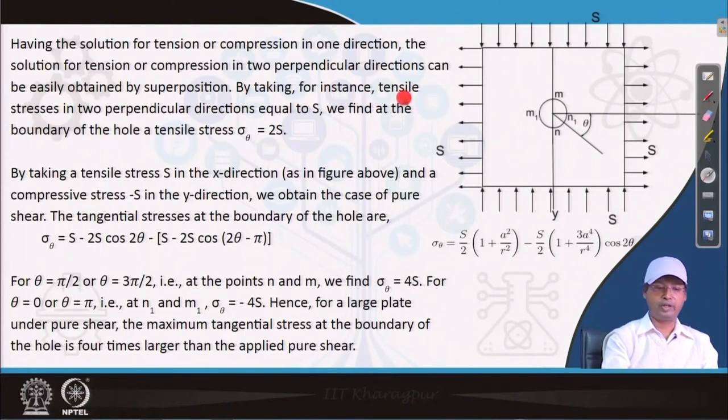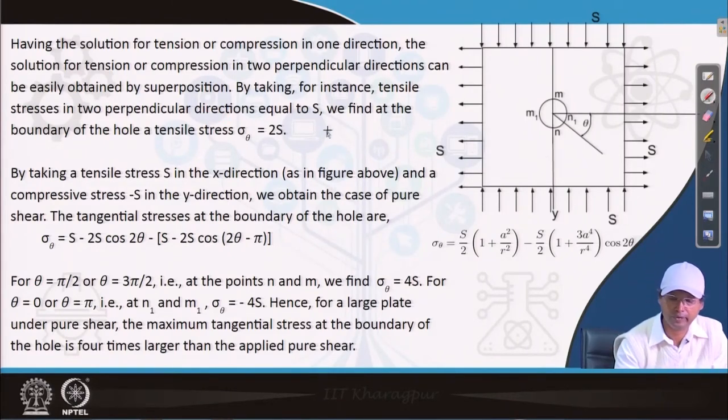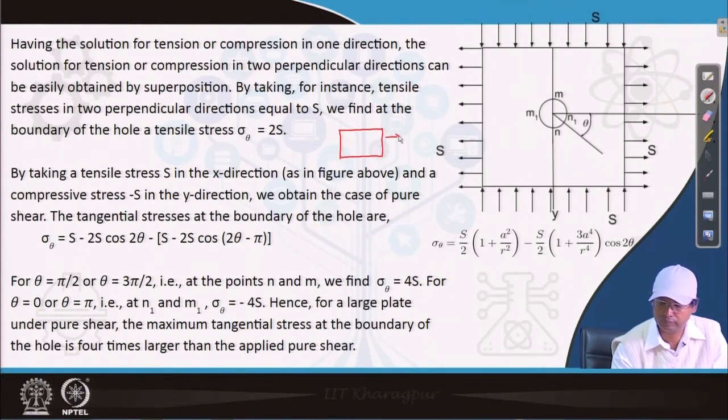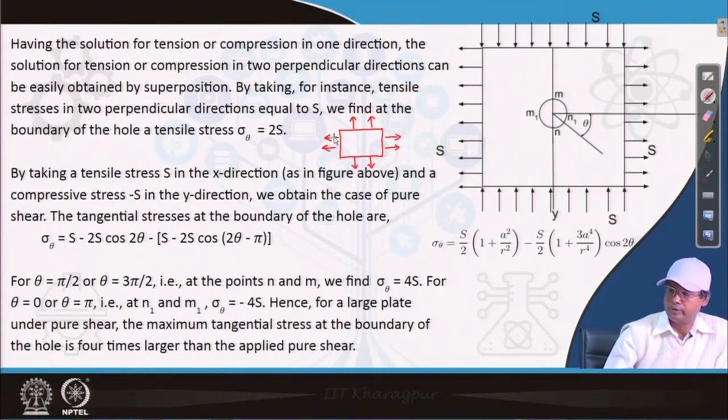By taking, for instance, tensile stresses in two perpendicular directions, not this case. Tensile stress in two perpendicular directions equal to S, we find at the boundary of the hole a tensile stress of twice S. Why is it coming like that?